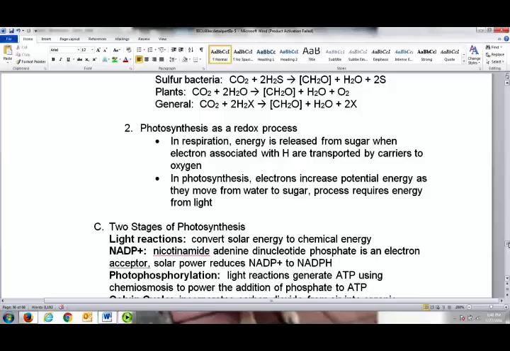So photosynthesis is a redox process, so there will be electrons being moved. In respiration, energy gets released from the sugar when the electrons associated with the hydrogen are transported by carriers to oxygen. In photosynthesis, electrons are going to increase the potential energy as they move from water to sugar, and that process is going to require energy from light.